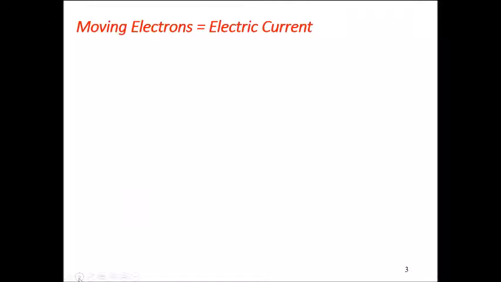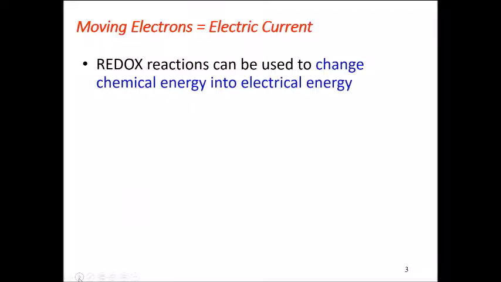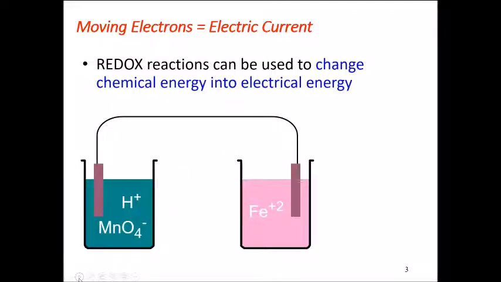Now, splitting the half reactions into separate chambers, as shown here, this is what we would call a galvanic cell. Basically we're splitting our oxidation and our reduction reactions into two separate chambers, and by doing so, we are able to facilitate the change of the chemical energy into electrical energy by having the moving electrons flow in one direction. That's what's going to produce the electric current.